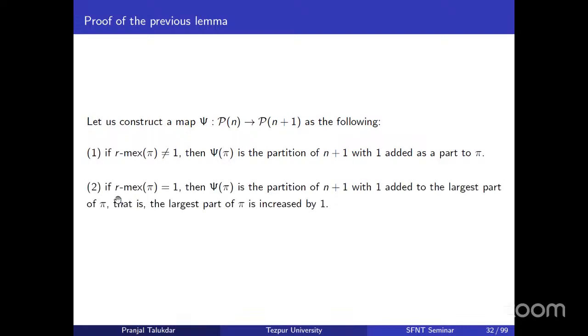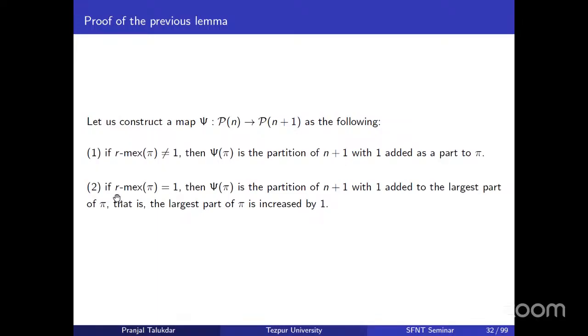Okay. And if the least star gap is 1, then what do we do? We need to construct a partition of n plus 1. Since the least star gap is 1, 1 does not appear at least r times. So it may happen that it is appearing r minus 1 times. If it appears r minus 1 times and, similar to the previous case, we add 1 as a part, then the least star gap will not be 1, because 1 will then appear r times. So we will avoid this.